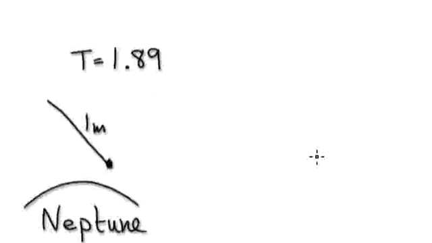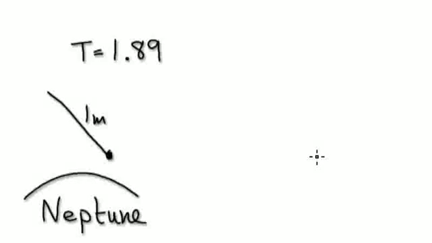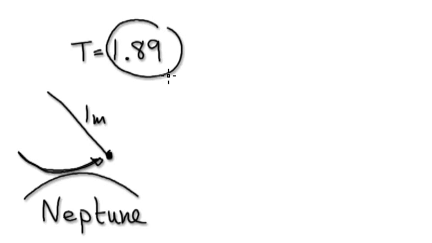Let me give you another example. Here we're trying to work out the gravitational pull of Neptune. So we're going to create a pendulum of length 1 meter, and we're going to time how long it takes to do one swing like this, and it happens to take 1.89 seconds. So all we've got is a pendulum 1 meter long, and it takes 1.89 seconds to make one swing. From this, we should be able to work out the gravitational pull of Neptune.